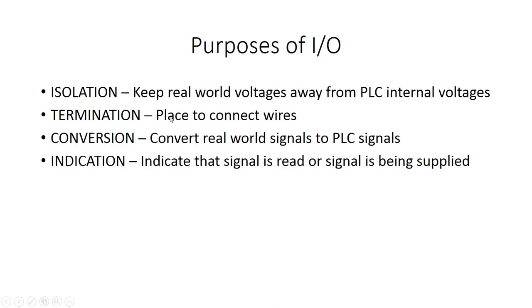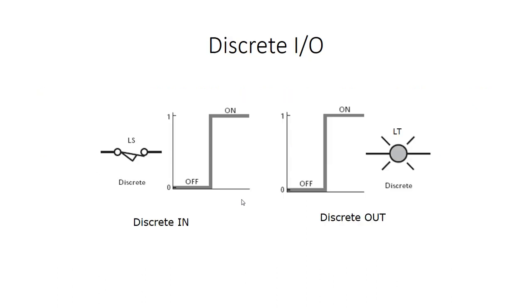Termination. It's a place to connect the wires. So you might have a 16-bit input module, as you saw a minute ago, and there's 16 screws, and you can wire in 16 devices. Conversion. They convert real-world signals to that of a PLC and computer. CPUs work on ones and zeros and all that binary math, computer language. They convert it so the CPU knows what it's doing. And indication. There's lights on the input and output cards to figure out if it's on or off. So it's great. First part of troubleshooting is to take a look at that light and see if the input's on or the output's on and if it's working.